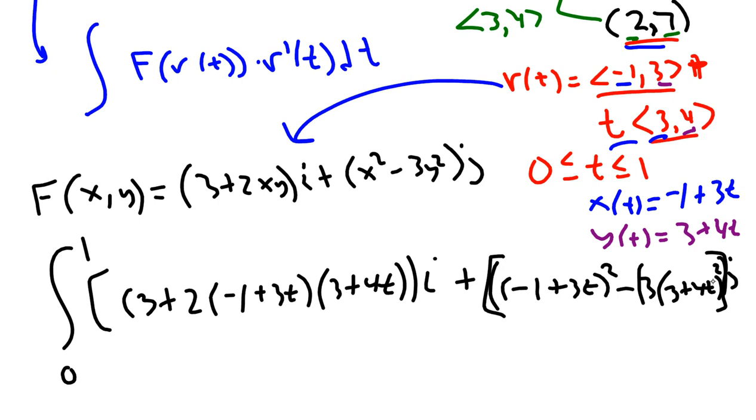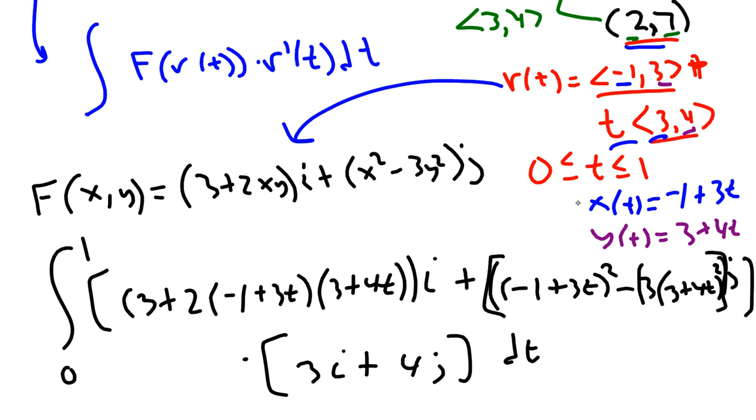Okay. And so then that whole thing gets dotted with r prime of t. So r prime of t, the derivative of that thing, would be 3i plus 4j. And then you have dt. Now you know it's 3i plus 4j because if you look here, the derivative of the top expression with respect to t is just 3. The derivative of the lower expression with respect to t is just 4.